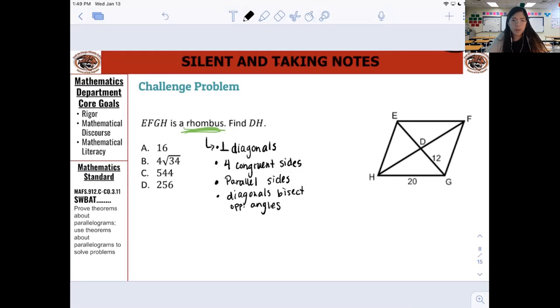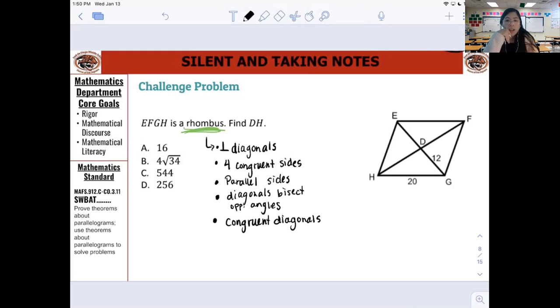Okay, and there's one more that I know is very important. Let's see if anyone, we haven't come up with it yet. There's one more thing that always makes it a rhombus. Opposite angles are congruent. Congruent diagonals, that's the one. Congruent diagonals. Okay, now we've got what we need.